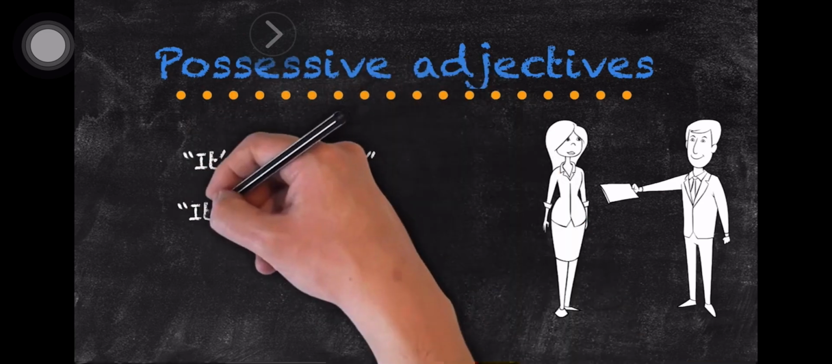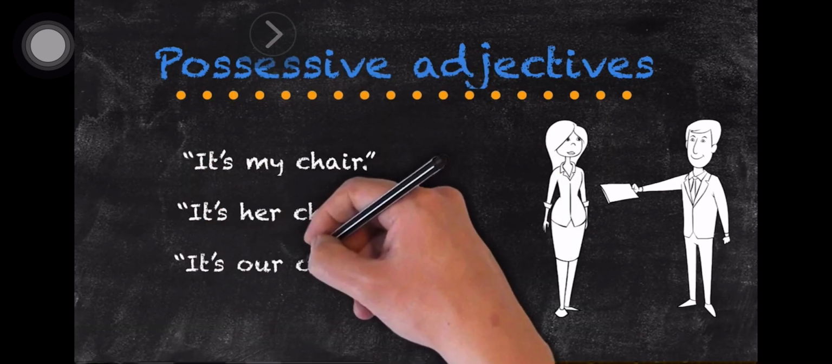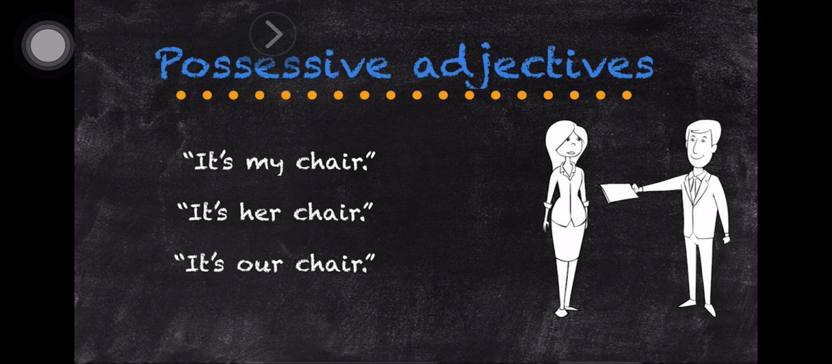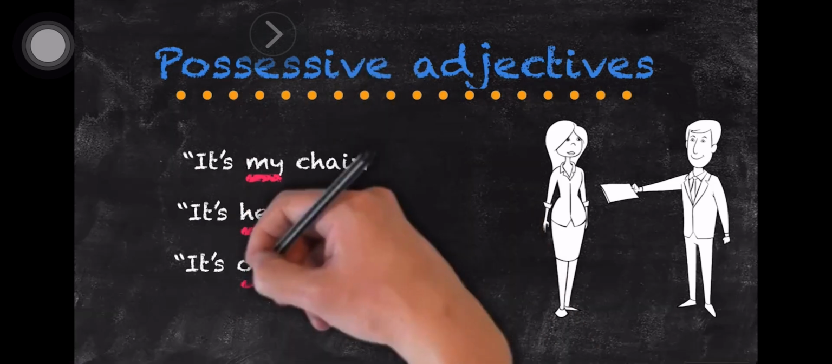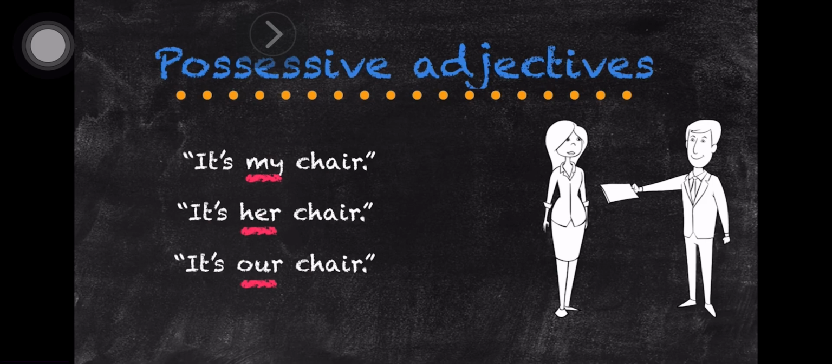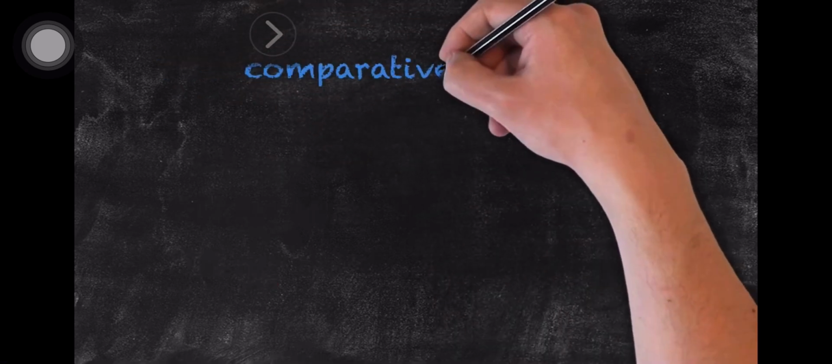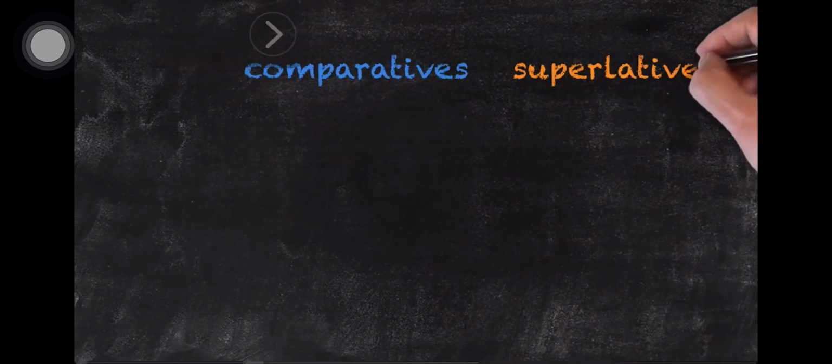It's my chair, or it's her chair, or it's our chair. These are not to be confused with possessive pronouns, which of course we'll get into in just a moment. When forming our comparatives and our superlatives, we always have to be concerned with spelling patterns.